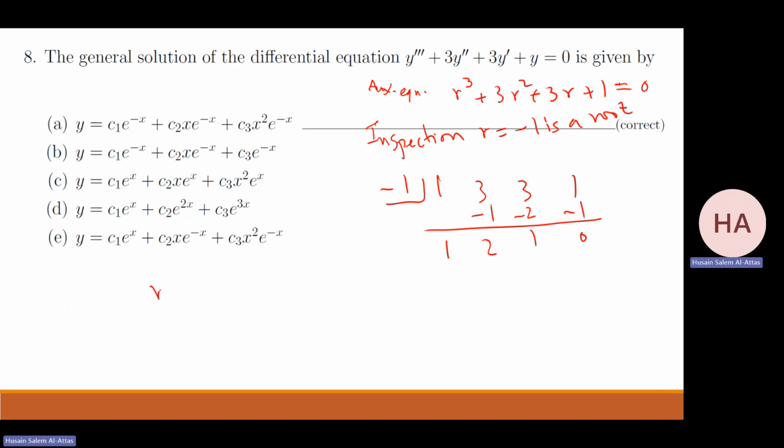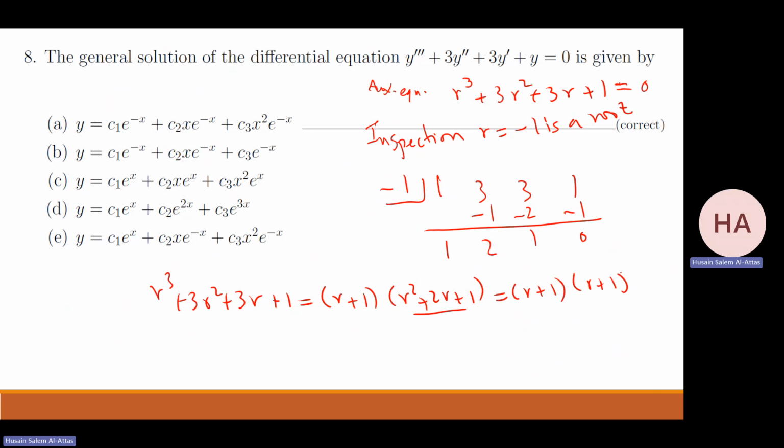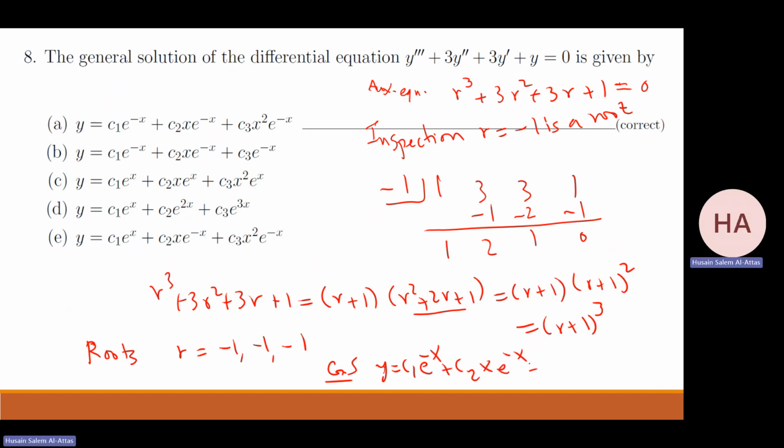So I have r cubed plus 3r squared plus 3r plus 1 is r plus 1 times r squared plus 2r plus 1. What is this? This is r plus 1 all squared. And that will be r plus 1 cubed. So the roots are what? r is minus 1, minus 1, minus 1. What will be the general solution? y equals c1 e to the minus x, c2 x e to the minus x, c3 x squared e to the minus x. And that will be my answer.